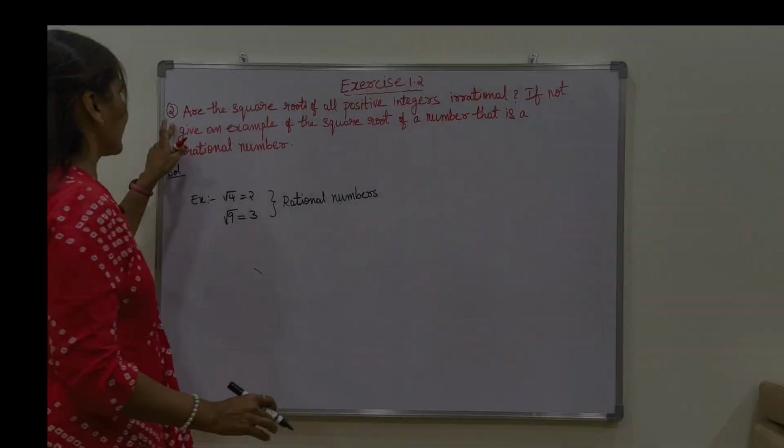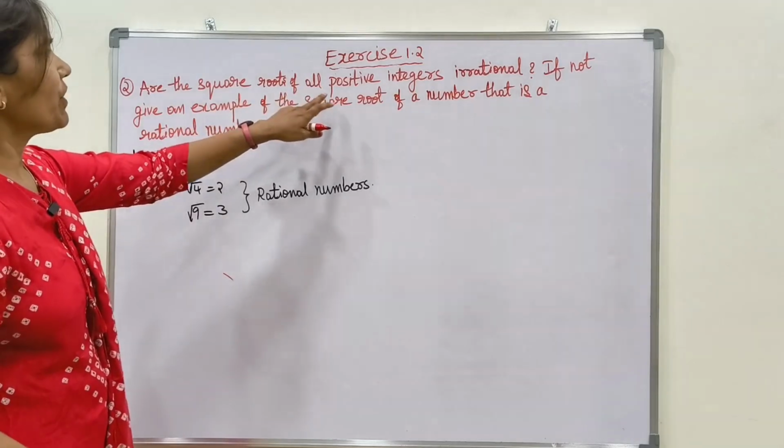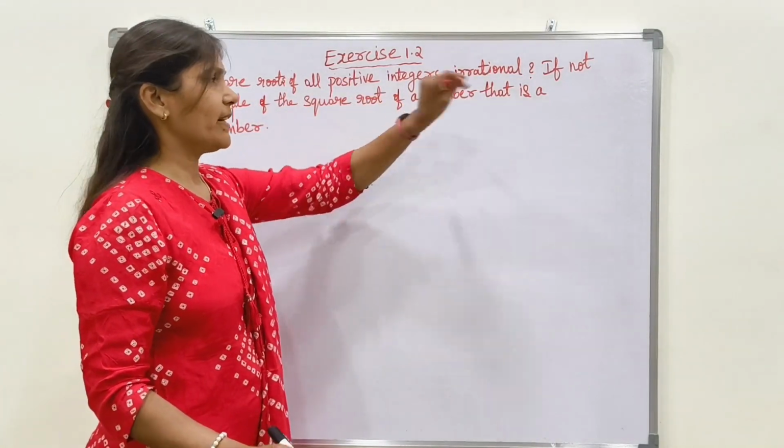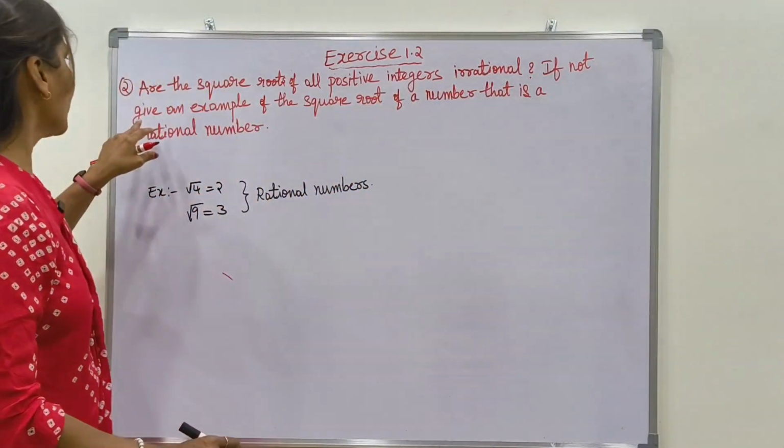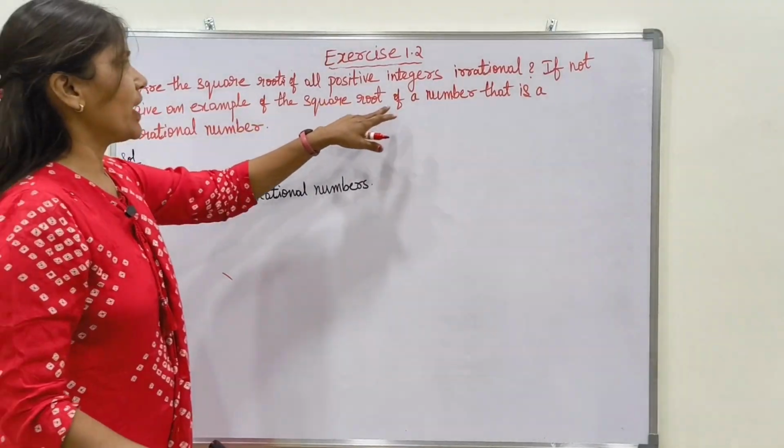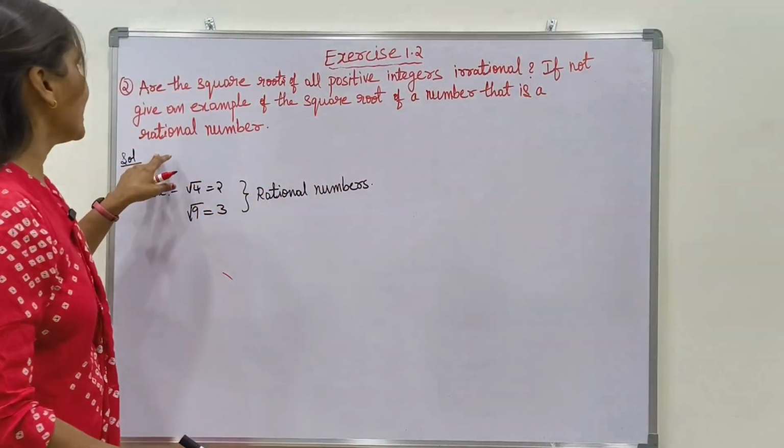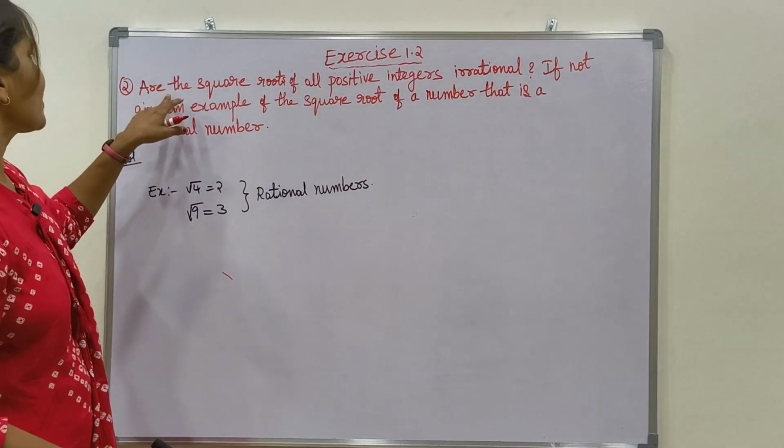Okay. Now second question. Are the square roots of all positive integers irrational? If not, give an example of the square root of a number that is a rational number. See, what is the question here?